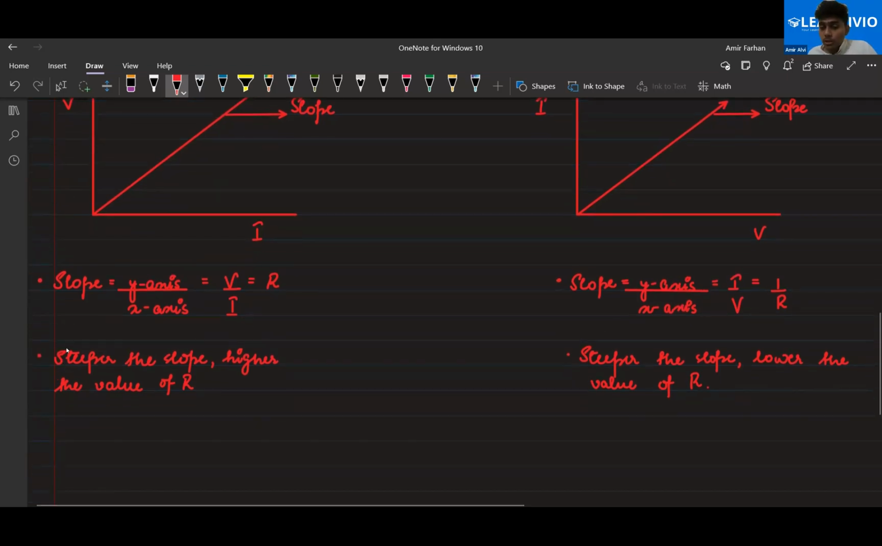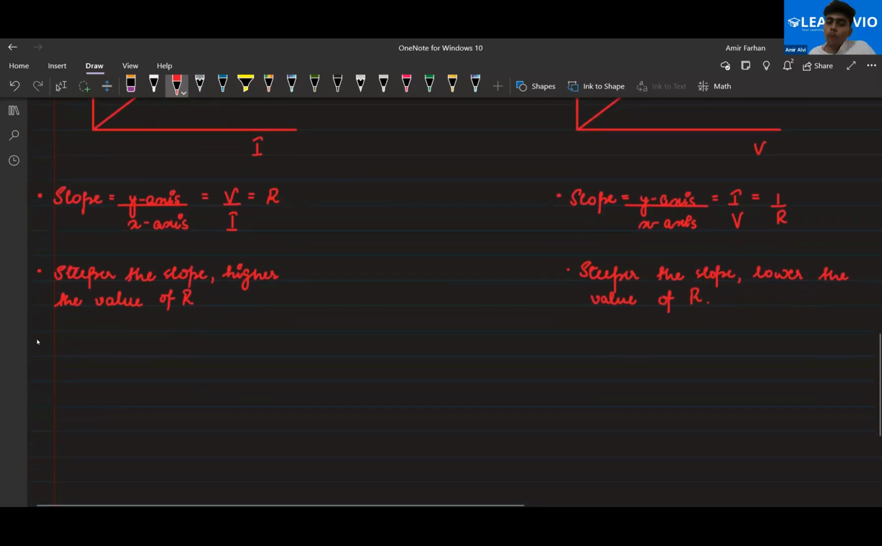Yes, okay sir. It's important to first analyze the type of graph given in the question, whether it's a VI graph. If it's a VI graph, it's simple, you just do the normal things. But if it's an IV graph, you have to take the reciprocal of the slope. So whatever the highest slope is, the lower will be the value of R in that case.